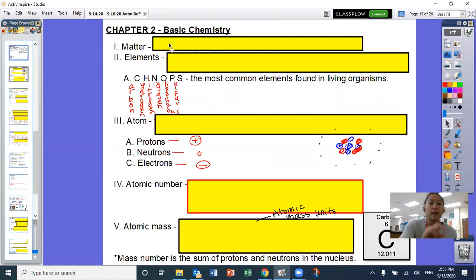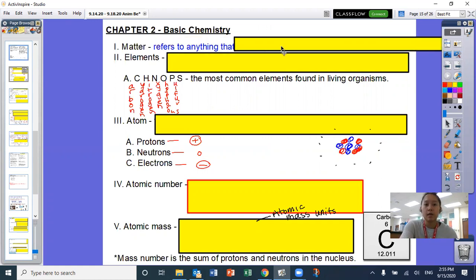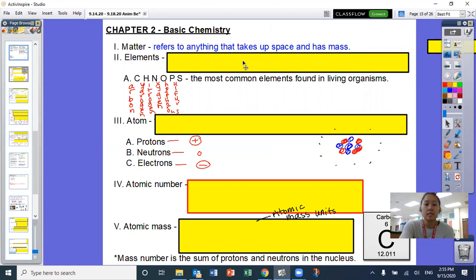So as a title across the top of your notes, please write Chapter 2, Basic Chemistry, at the very top, nice and big. And the first thing we're going to discuss is matter, okay? Matter refers to anything that takes up space and has mass. Pause whenever you need to write something down. Don't get matter or mass confused with weight, because weight is specifically when gravity pulls down on you and you exert a force. Mass is just having substance and taking up space, okay?